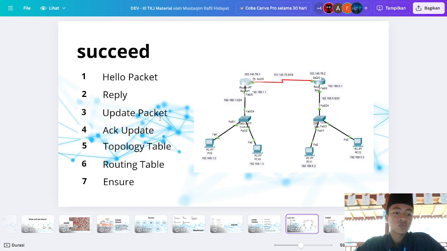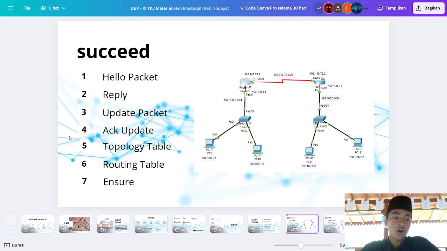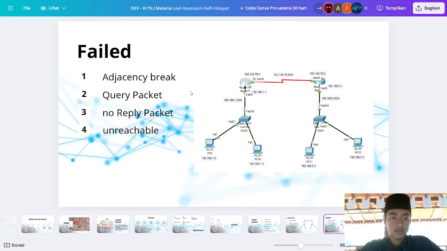The topology table is one of the uses of EIGRP, where you can see the topology of EIGRP. The routing table is where you can see the IP addresses that the router has. And it ensures that all of the IPs are advertised.